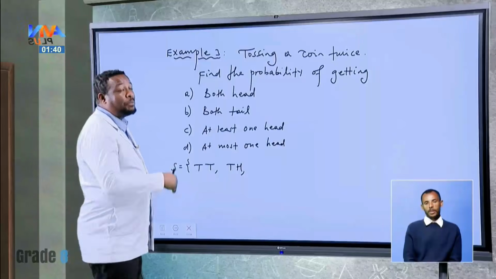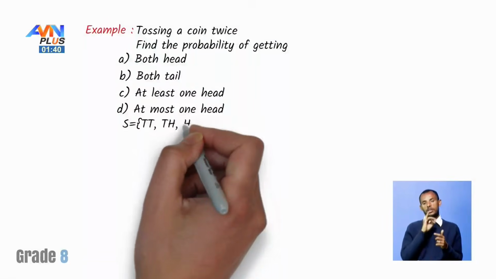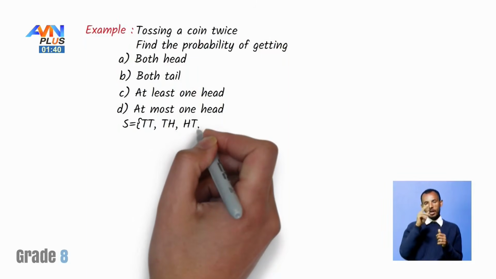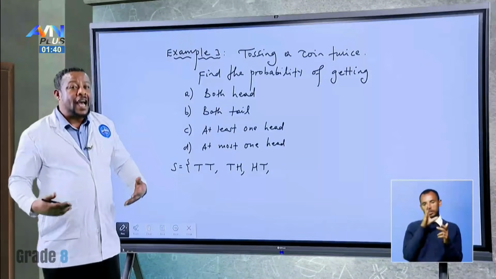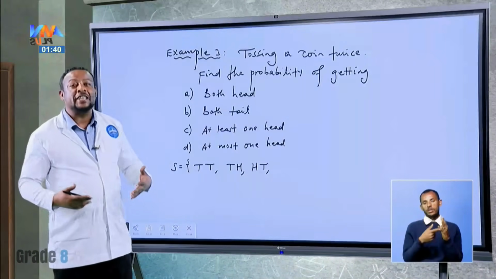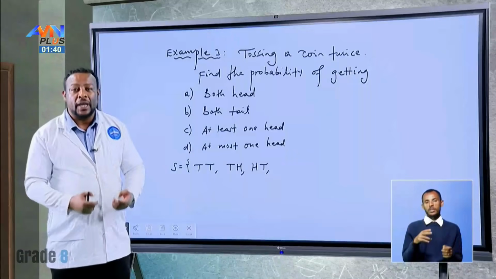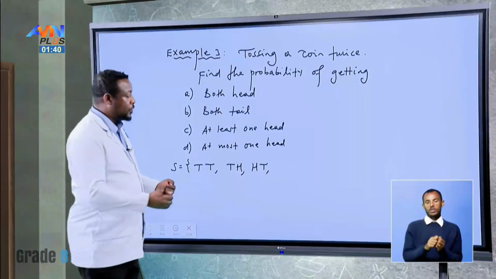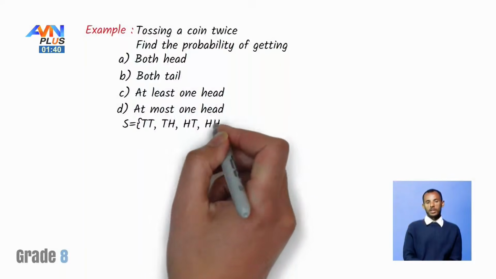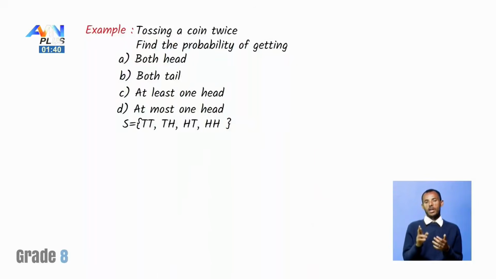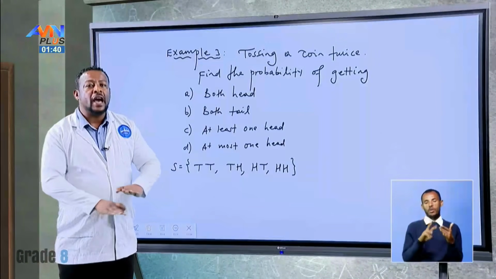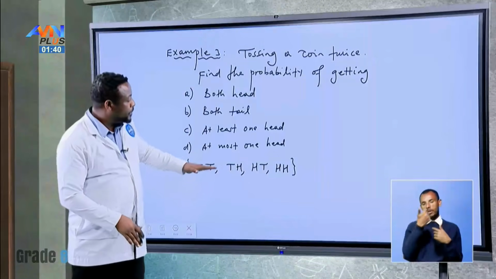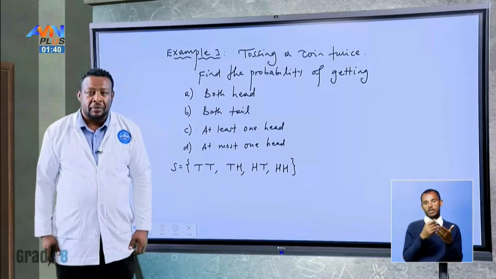Well, the third possibility can be, the first can be head, the next can be tail. This is the third possibility. And the last possibility in this experiment can be obtaining both heads. Okay, so these are the collection of all possible outcomes. We don't have any other possibilities except these four cases, right?